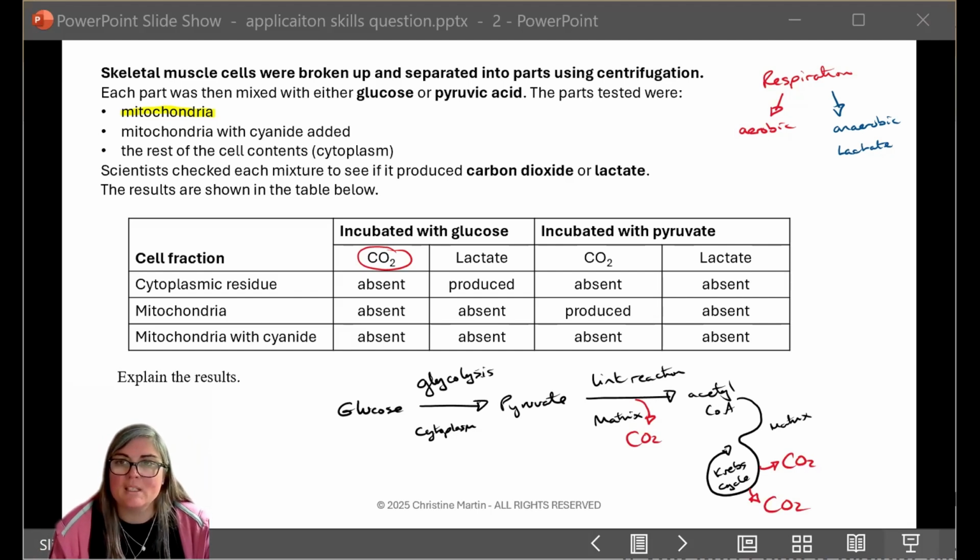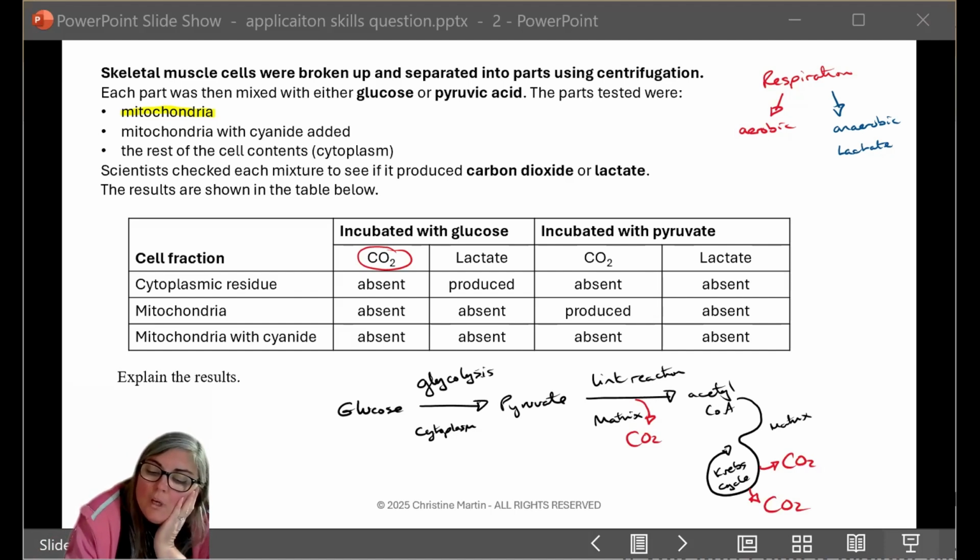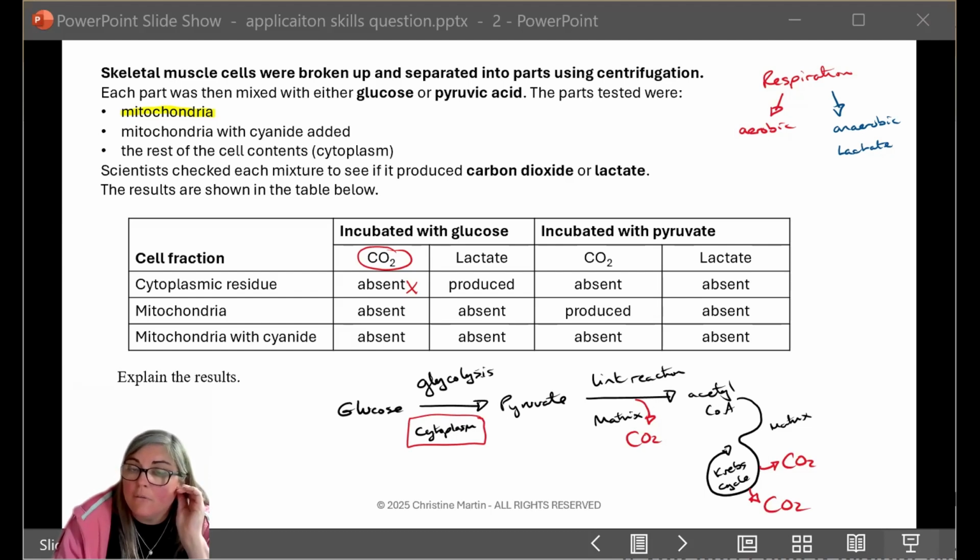So let's just look at what they've shown us then. In this question, we'll start with the cytoplasm. So there is no carbon dioxide in the cytoplasm being produced because it's showing us as it being absent. Well, that's what we expected because remember, the cytoplasm is where glycolysis occurs and therefore we're not expecting there to be any carbon dioxide. However, when there is lactate being produced in the cytoplasm, that tells us that the anaerobic part of respiration has to be occurring in the cytoplasm.